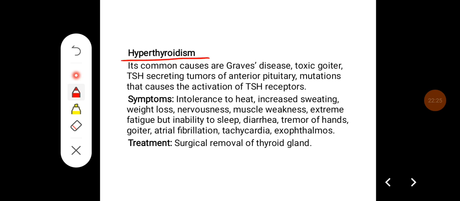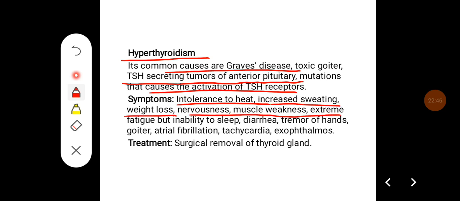Hyperthyroidism. Its common causes are Graves' disease, toxic goiter, TSH secreting tumors from the anterior pituitary, and mutations that cause activation of TSH receptors. Some of the symptoms of hyperthyroidism are intolerance to heat, increased sweating, weight loss, nervousness, muscle weakness, extreme fatigue but inability to sleep, diarrhea, tremors of hands, goiter, atrial fibrillation, tachycardia, and exophthalmos.